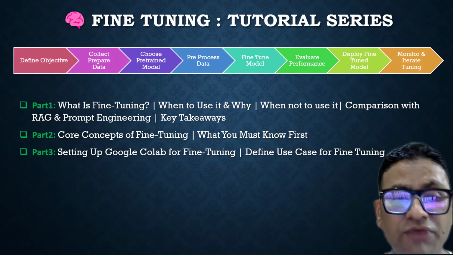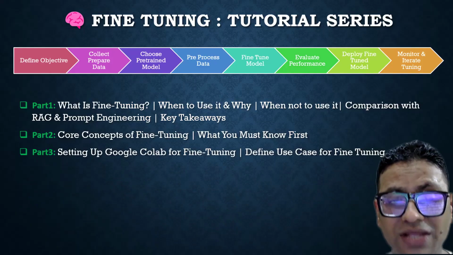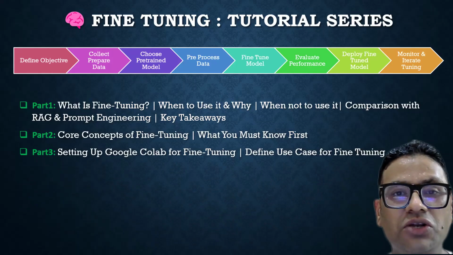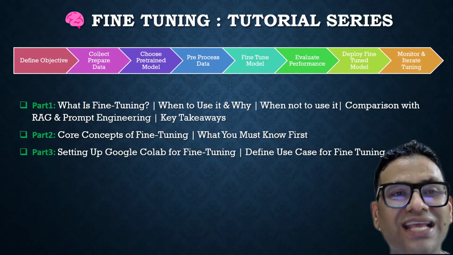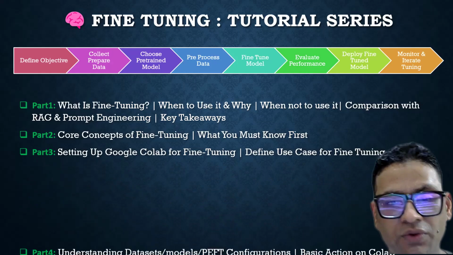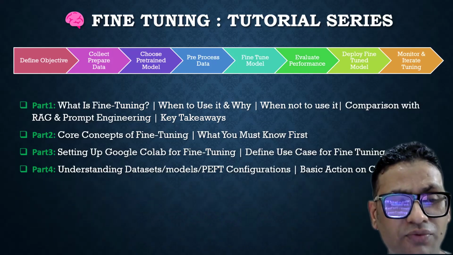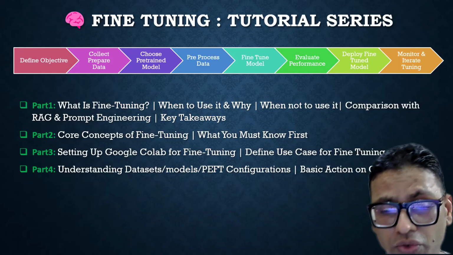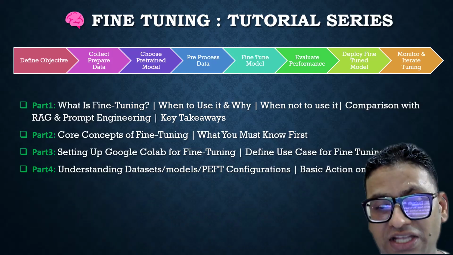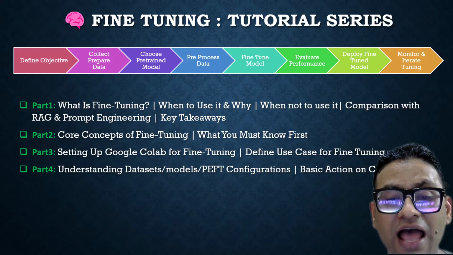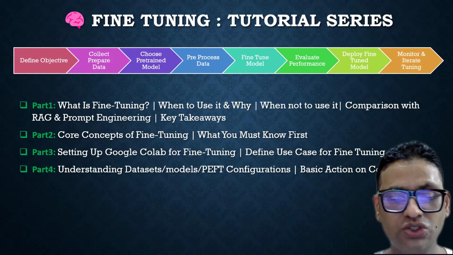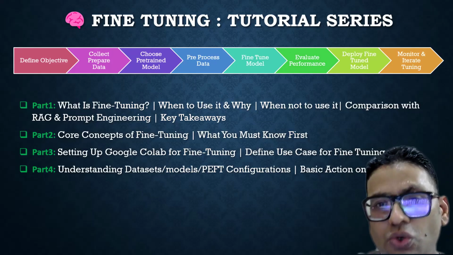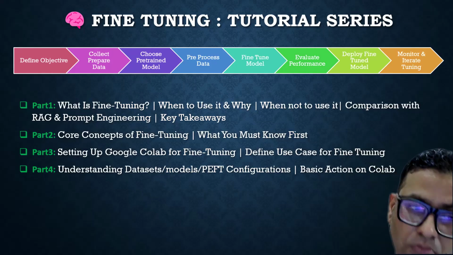In the third part, we are going to use Google Colab so that we don't have to worry about any infrastructure related nitty-gritty, because Google is going to provide us a GPU and TPU through which we can easily fine-tune. Then the fourth part, we are going to understand the data set which we are going to use and the model which we are going to fine-tune with the PEFT configuration, which stands for parameter efficient fine-tuning. It helps us not only reduce the computational resources, but it requires very little storage to fine-tune the large language model.